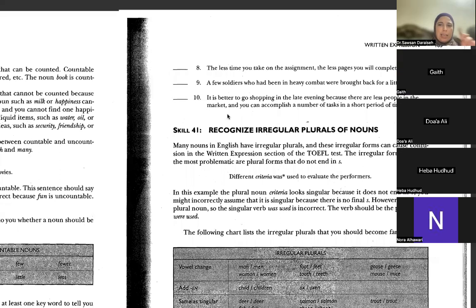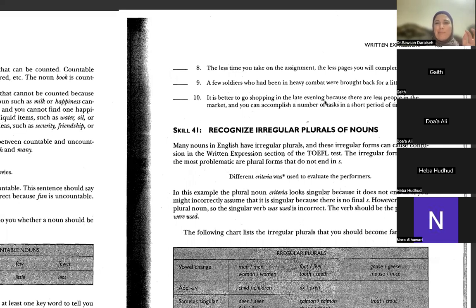I'm glad that your eye is like a hawk's eye. That's why I told you we want to pay attention to all the nouns. If Dr. Ghayth, you didn't speak, I was going to go over every noun and the word that comes before it. So, it is better to go shopping in the late evening. I'm against this, not in Jordan. These people are wrong. It is better to go shopping early in the morning, I say.